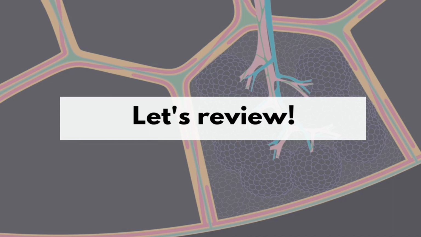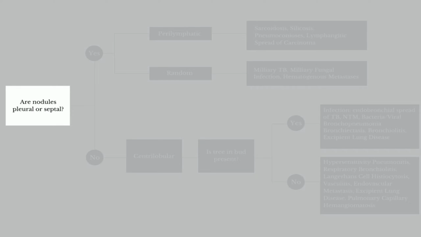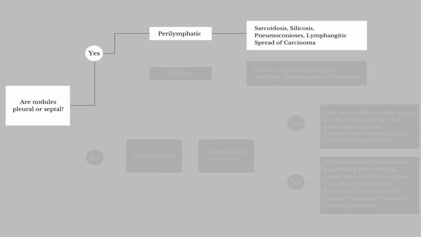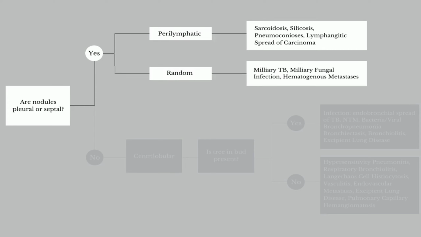Let's review by putting together what we have learned into an approach for nodular disease. When you find a predominantly nodular pattern in a chest CT, ask yourself, are the nodules associated with pleural surfaces or septa? If the answer is yes, then you are dealing with perilymphatic or random nodules. Perilymphatic nodules are found on the bronchovascular bundles, as well as the pleura, and they are usually caused by diseases such as sarcoid, pneumoconiosis, and lymphangitic carcinomatosis.